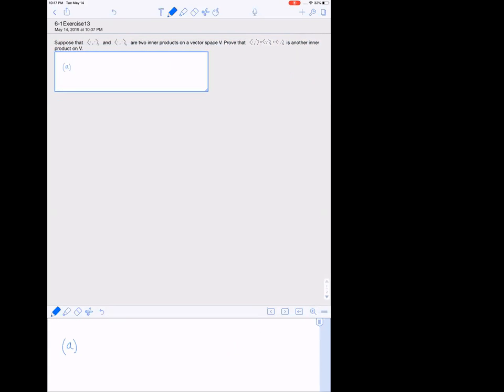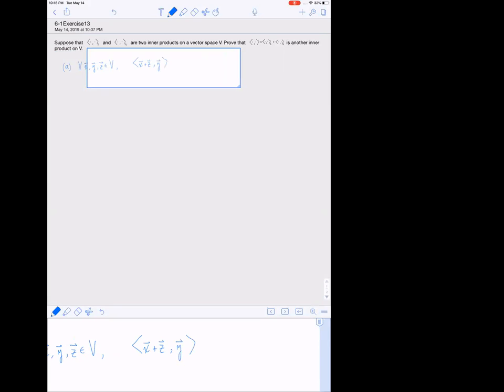So the first condition is that for any three vectors, x, y, and z in the vector space, it's supposed to be that if you combine the sum of x and z with y, you get the same thing as if you were to combine x with y and then combine z with y and then add those up.